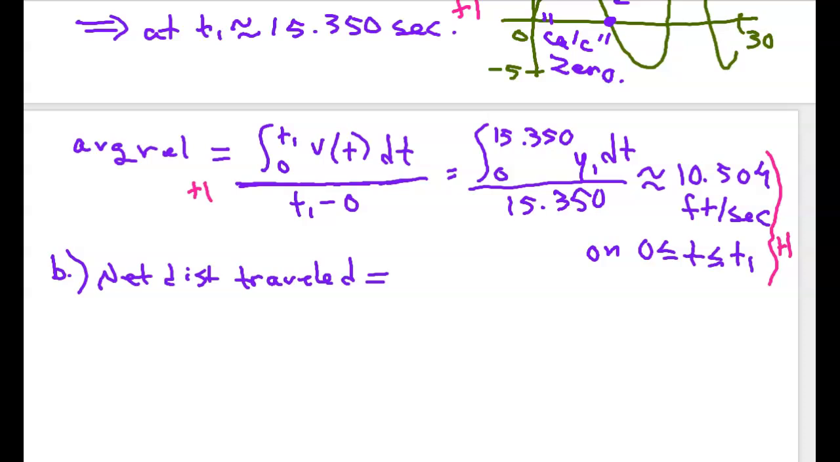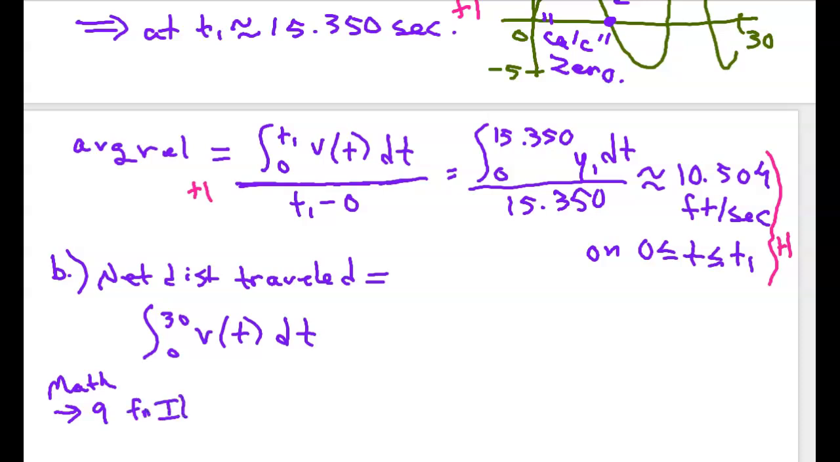Now that accounts for all the forward and backward movement. So that is the integral on that time interval from 0 to 30 of v of t, which I have stored in my graphing calculator, dt. When I plug that into my graphing calculator, go to your math menu. Mine is option 9 for function integration. And again, using y1 that I have stored in my graphing calculator, I can enter that in there.